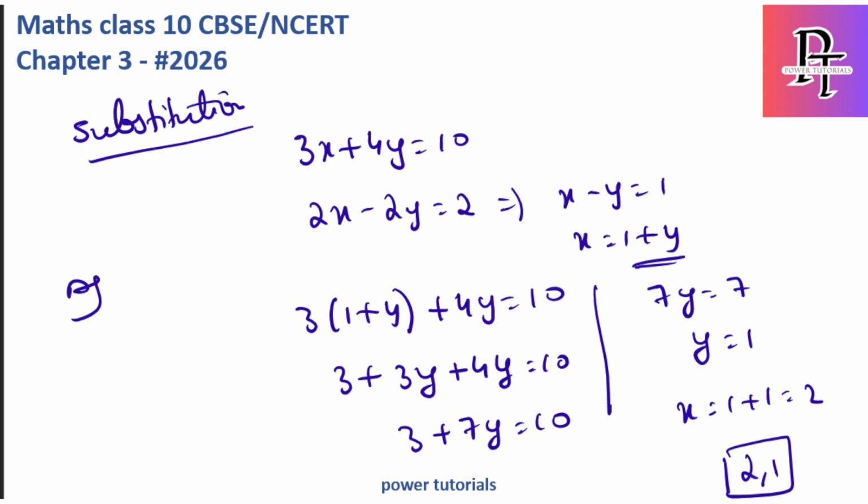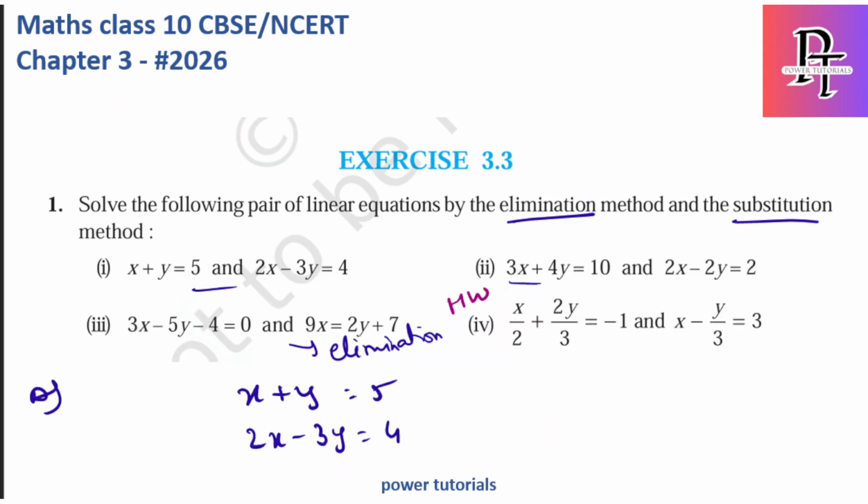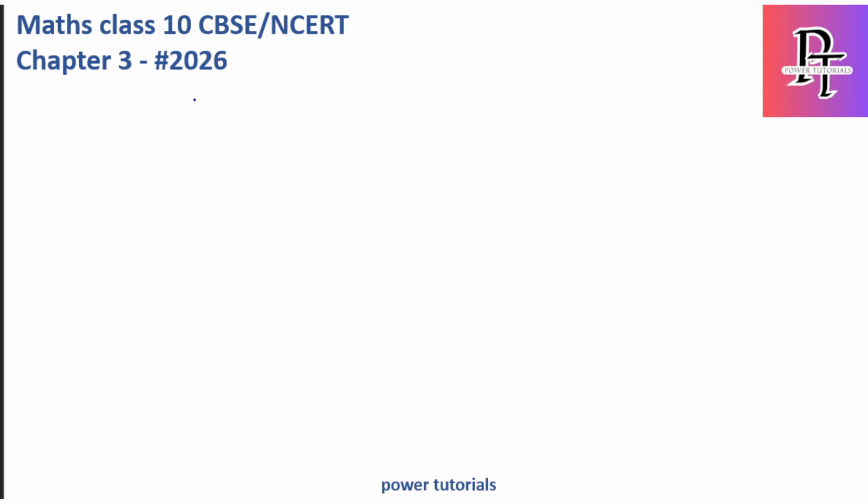Elimination or substitution. Okay, now in the third question, as I mentioned, I'll only solve using the elimination method, but if you want you can try the substitution method on your own. 3x minus 5y minus 4 is equal to 0.